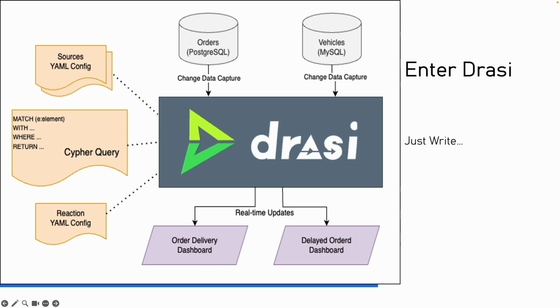All you need to do is to tell Drasi about your data sources using simple YAML configs, then tell Drasi what subset of data you want to watch using graph queries, and finally tell Drasi how you would like to be notified when there is any change using another YAML config. And that's it. Let us briefly talk about the three things that Drasi needs.